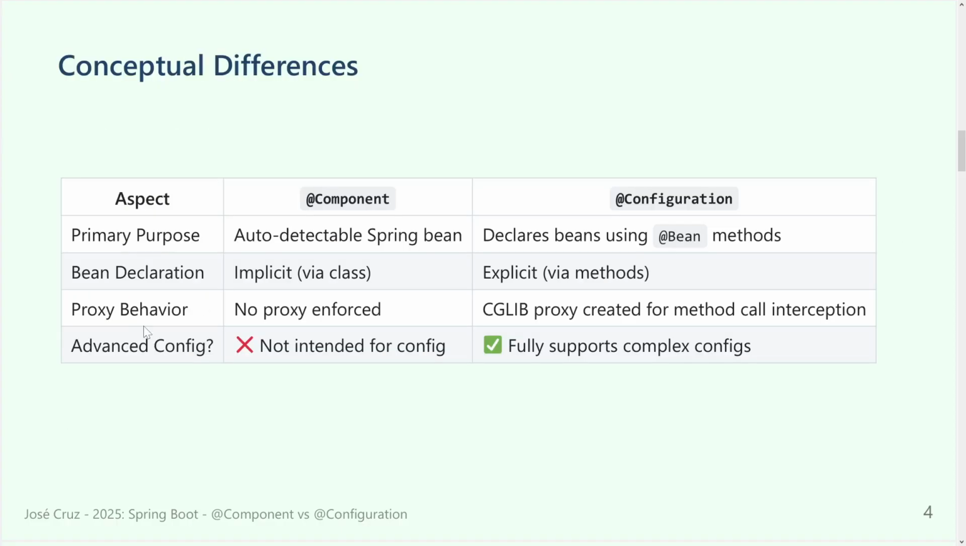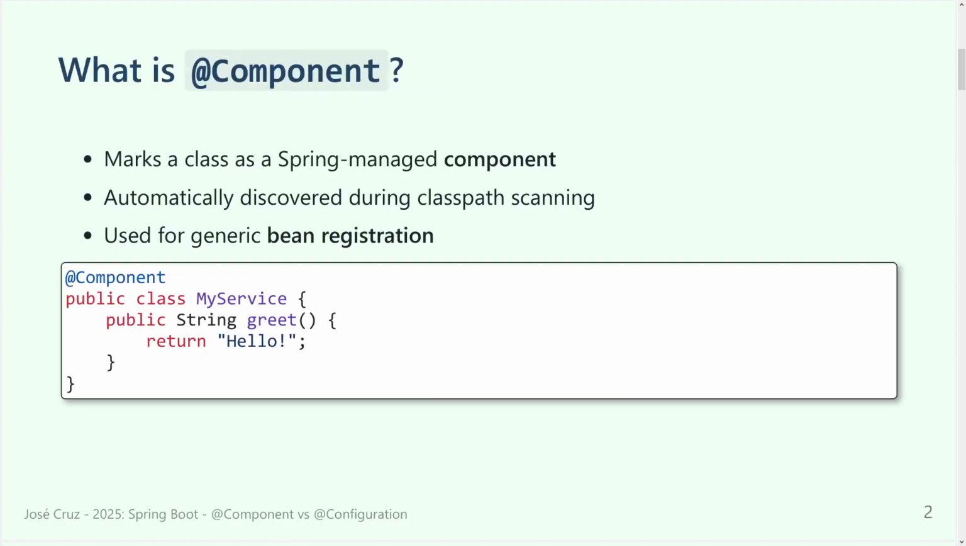Okay. Proxy behavior: not enforced on the component. Here there is a library called cglib that will create proxies. This is a very advanced concept that I will talk about in the future. But every time you have beans, imagine that you have a class. I don't want to go too deep here, but I think it deserves at least 30 seconds or 1 minute to talk about it.